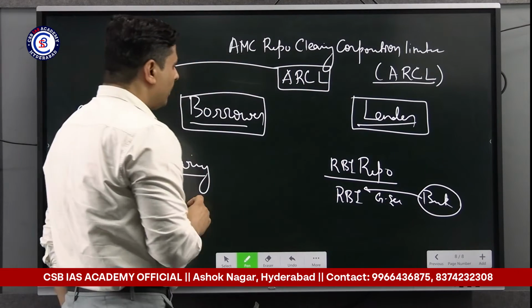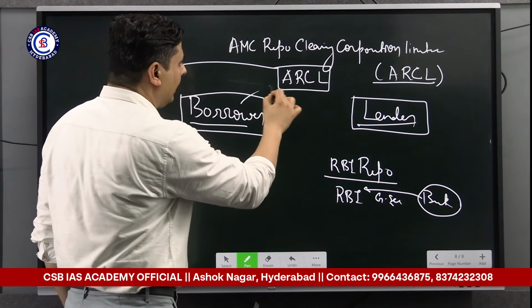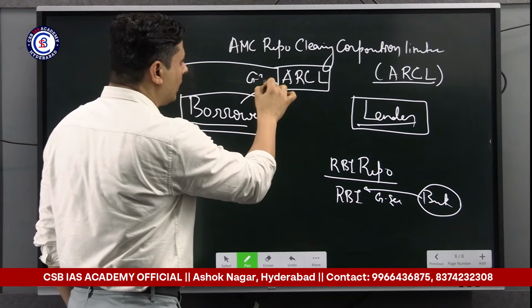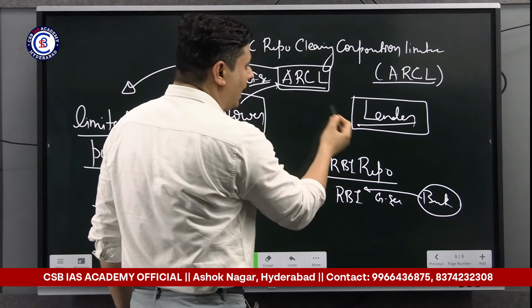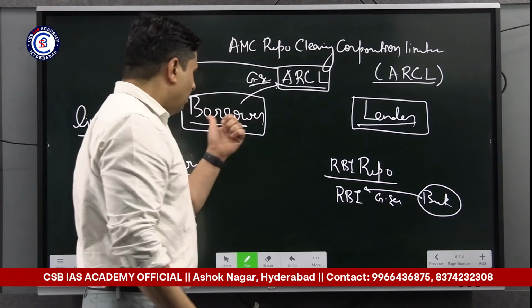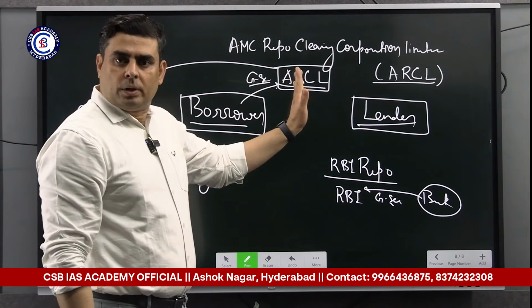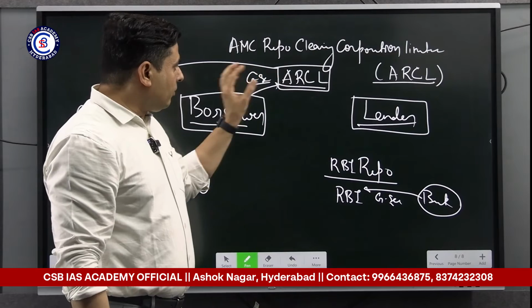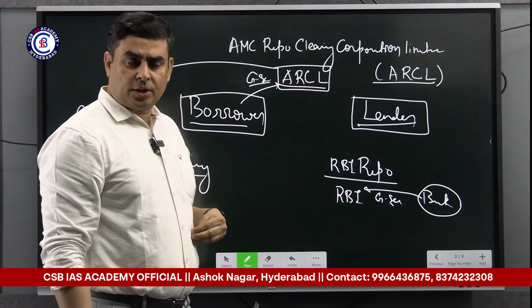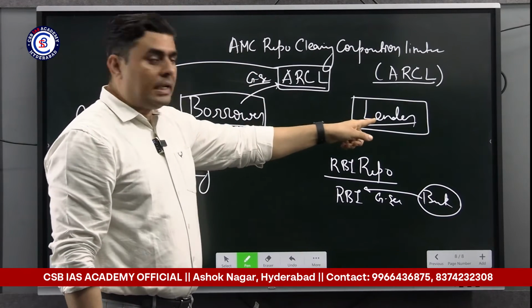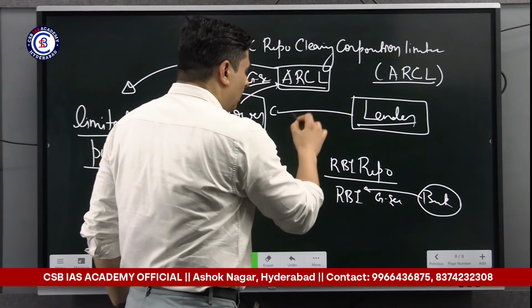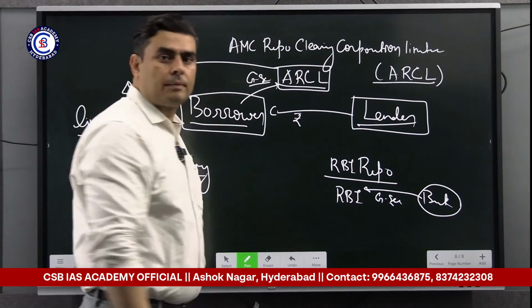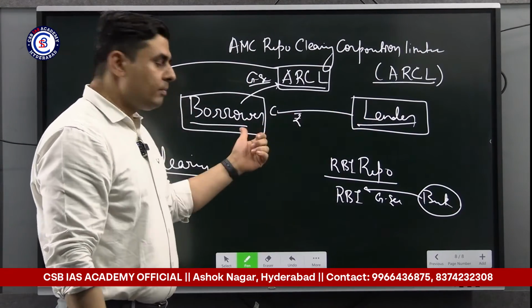But in a tri-party repo, the borrower bank is going to give the government security to whom? ARCL, and then ARCL will direct the lender. The borrower has to give the government security to ARCL. Once ARCL receives this government security from the borrower, it will direct the lender to give the money to the borrower. Fine. So the lender has given money to the borrower.